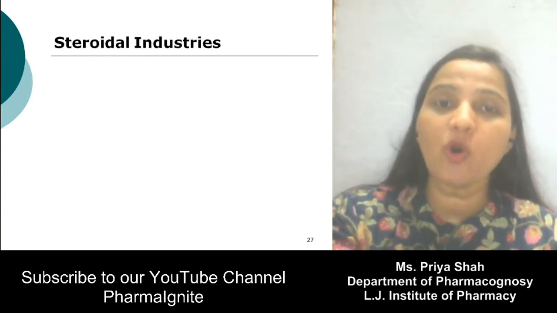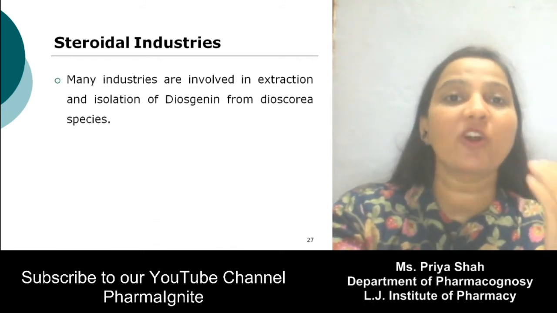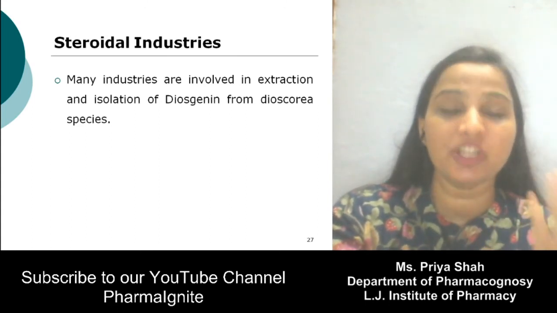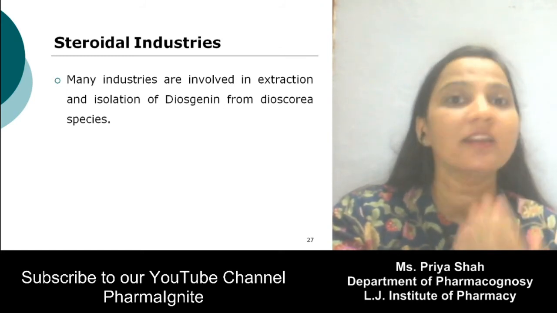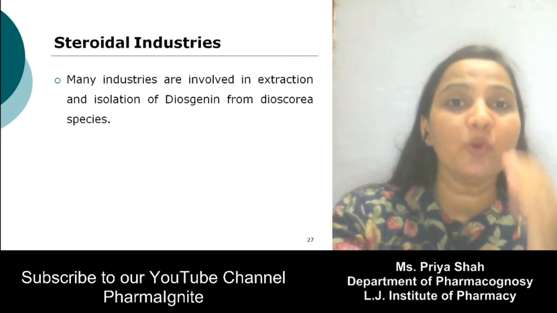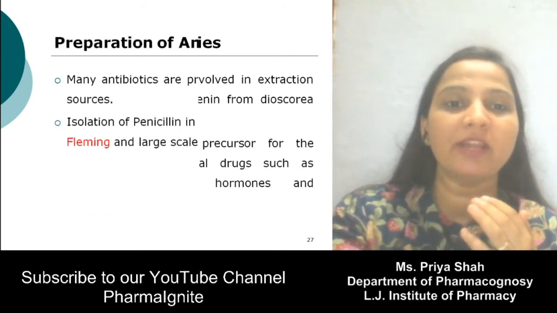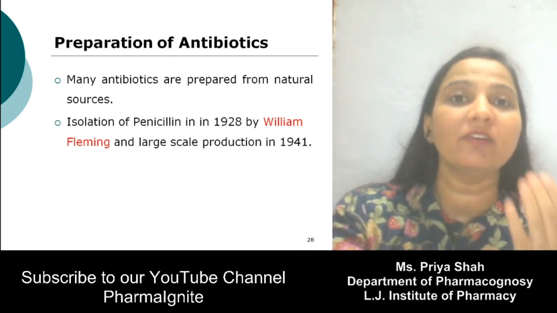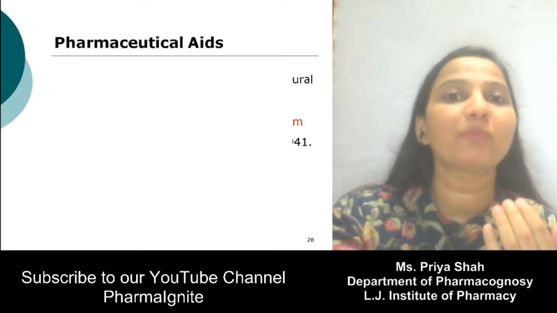Now, there is a wide scope in the steroidal industry because many pharmacists and industrialists are involved in the synthesis or isolation of steroids from plants. Like diosgenin and withanolides can be isolated from Dioscorea and Withania respectively, and they are used for the synthesis of sex hormones as well as oral contraceptives. Preparation of antibiotics. In this, the development was discovered by William Benthering. He had isolated penicillin from a plant source.